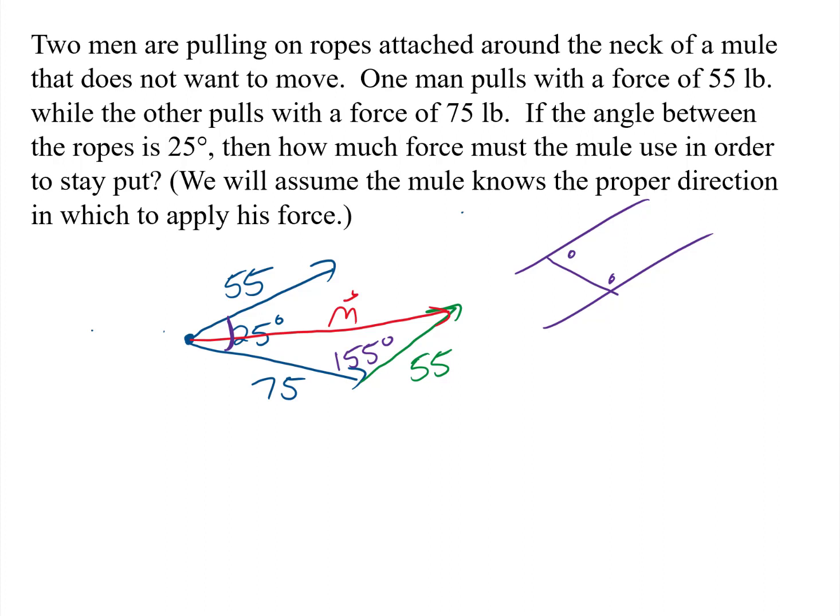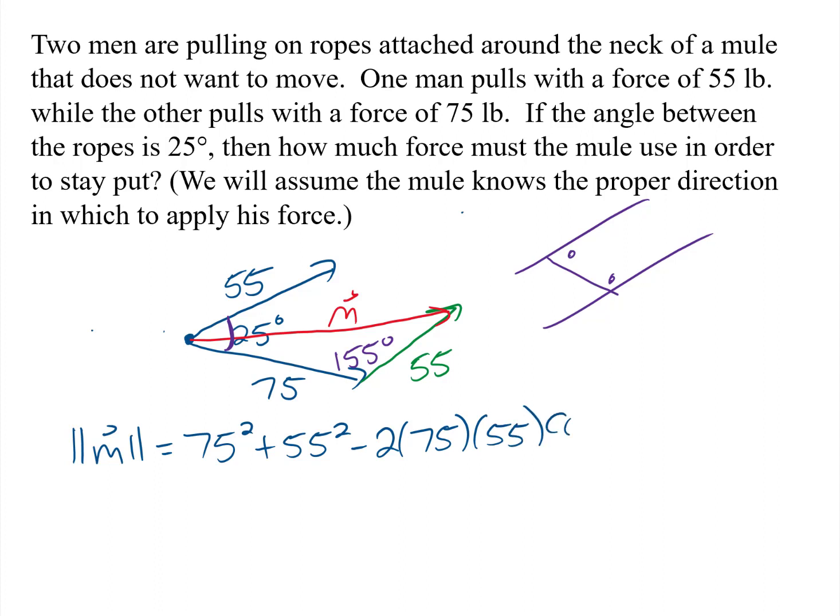I can now use the law of cosines, and so the magnitude of the mule's force needs to equal the sum of the squares of the other two sides, which are the other two forces' magnitudes, minus 2 times the product of those two sides, times the cosine of the angle between those two sides. All right, now I did one thing wrong. I needed to put the squared on there.